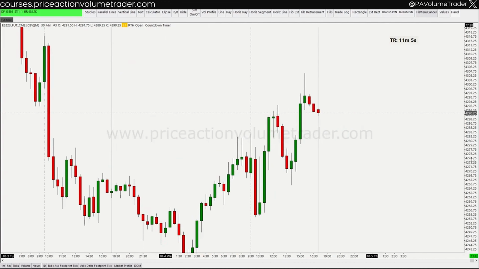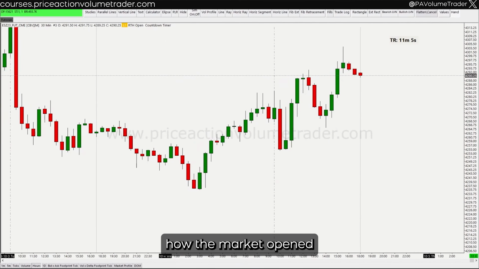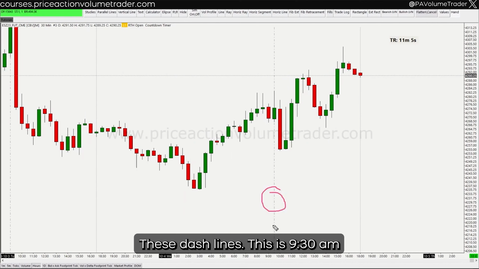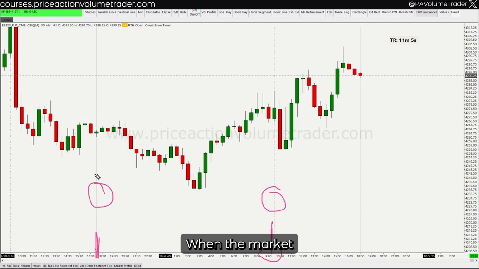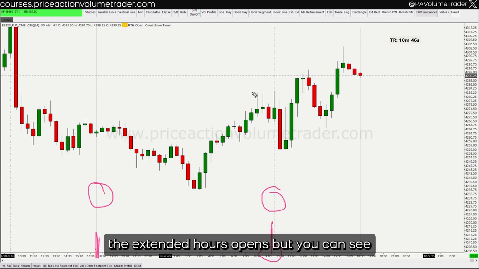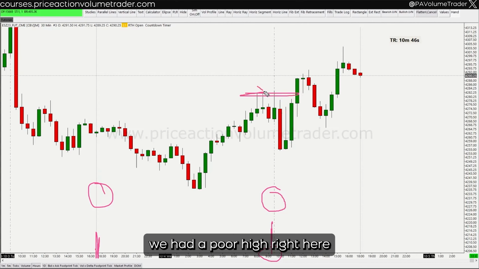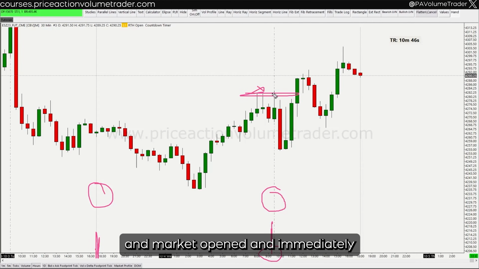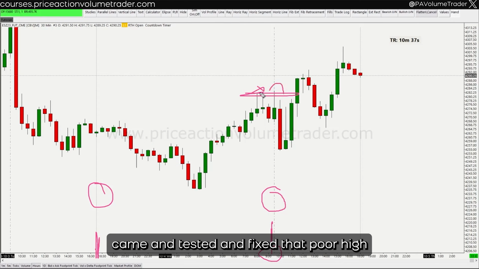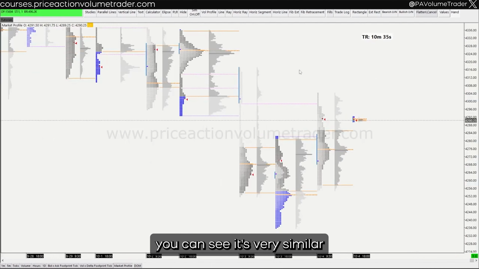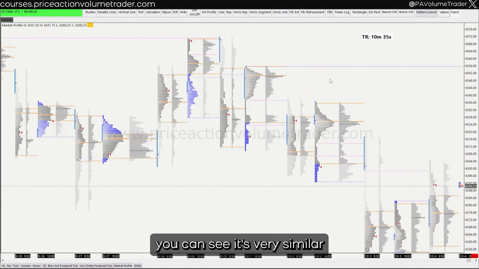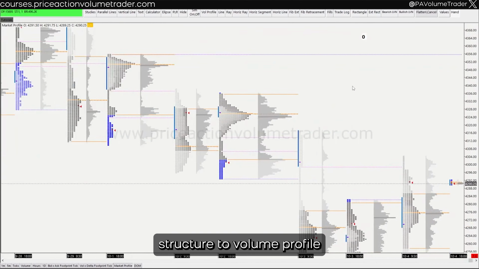And then you can see right here how the market opened. This dashed line is 9:30 a.m. when the regular market opens, and this little thin line is 6 p.m. when the extended hours open. But you can see we had a poor high right here from extended hours, and the market opened and immediately came and tested and fixed that poor high right there. Okay, and so yeah, market profile, as you can see, is a lot of times very similar in structure to volume profile.